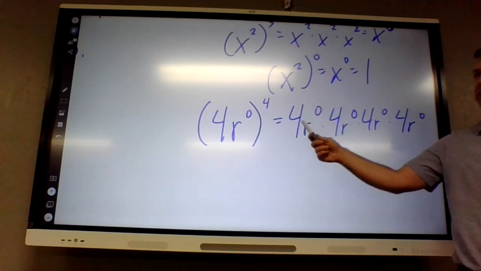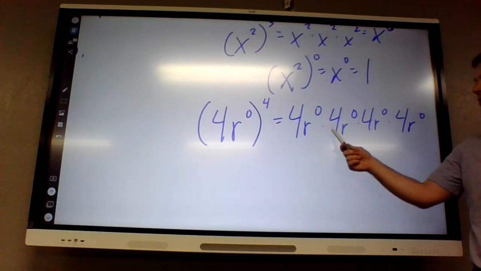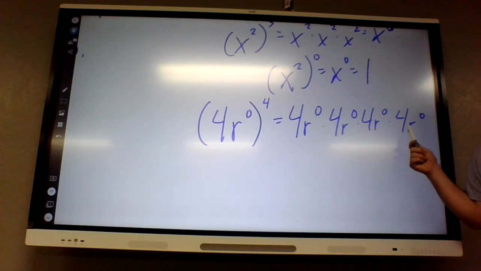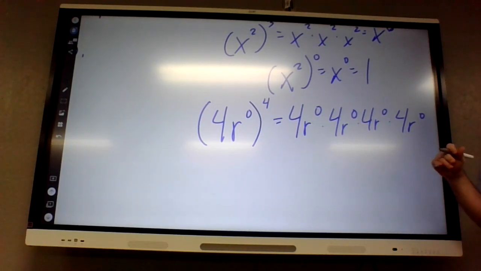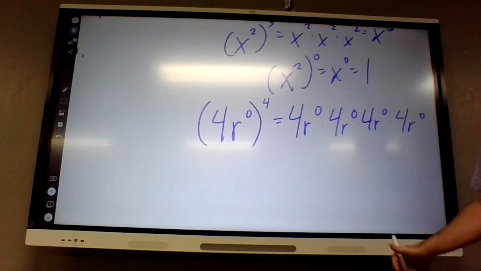Are these r to the 0s doing anything? No. So really all we have is 4 times 4 times 4 times 4. It's kind of a big one. I'm not putting a limiter on your calculator use today. 4 times 4 is 16, 16 times 4 is 64, 64 times 4, 256.